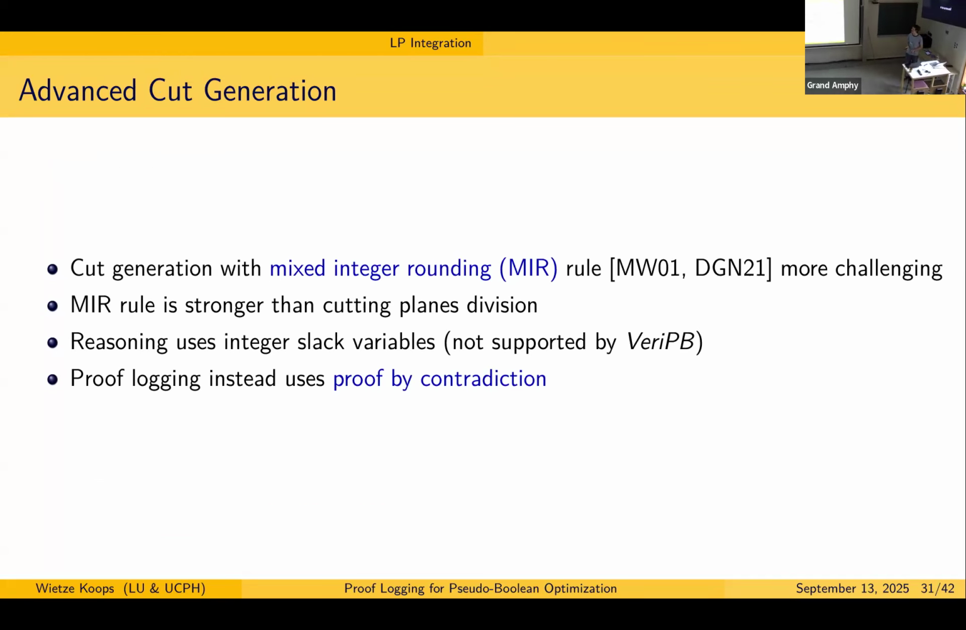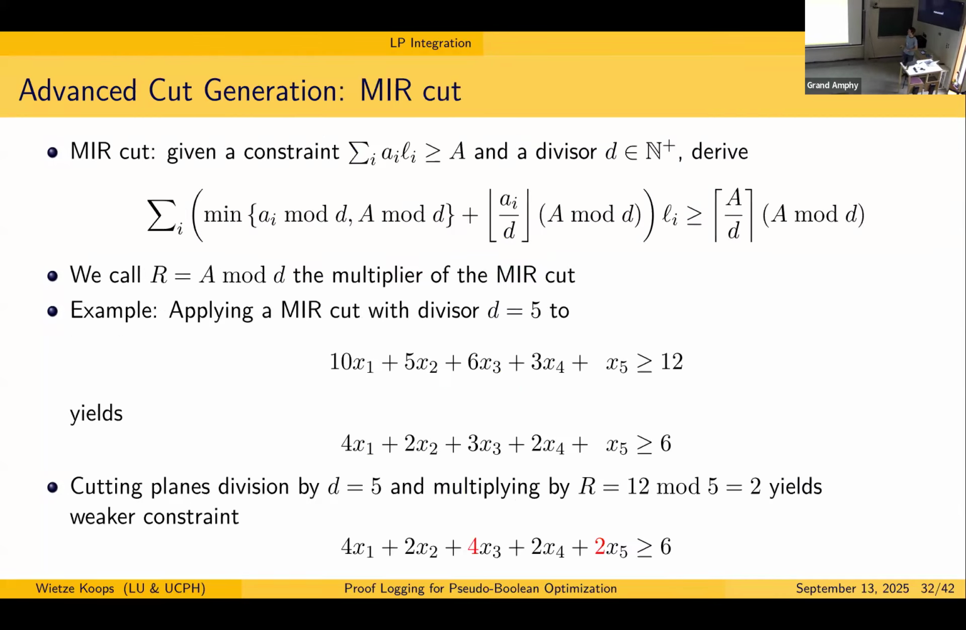We also have some more advanced cut generation techniques. This is cut generation with a mixed integer rounding rule, and this is a stronger rule than cutting planes division. Moreover, the reasoning uses integer slack variables which are not supported by VeriPB. And proof logging instead uses a proof by contradiction.